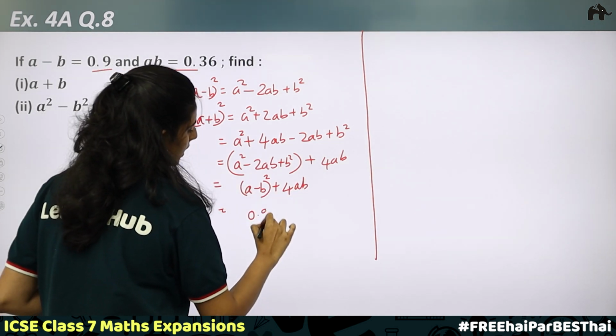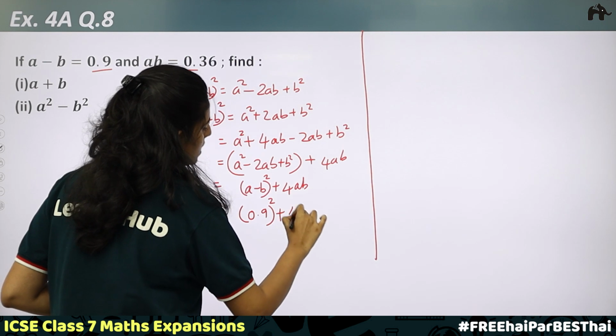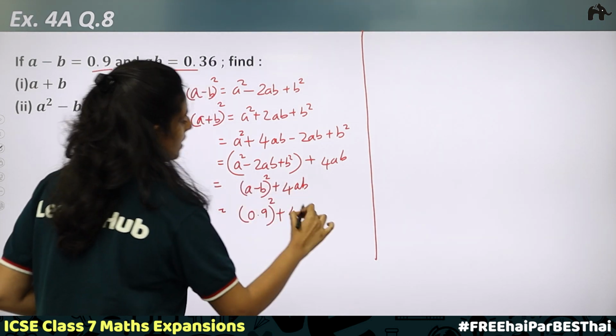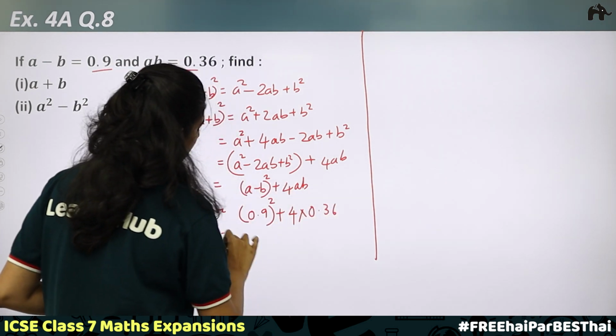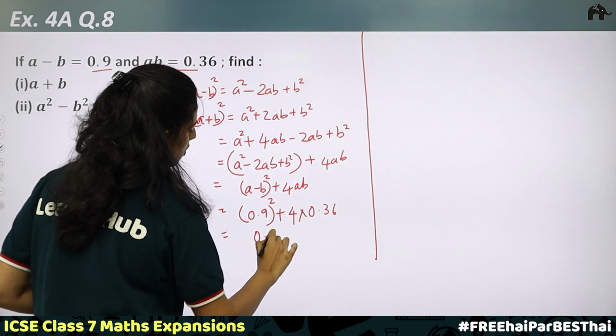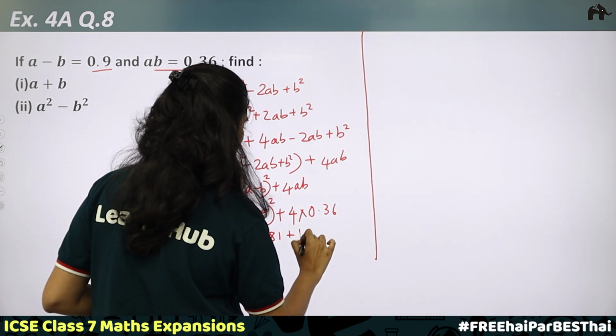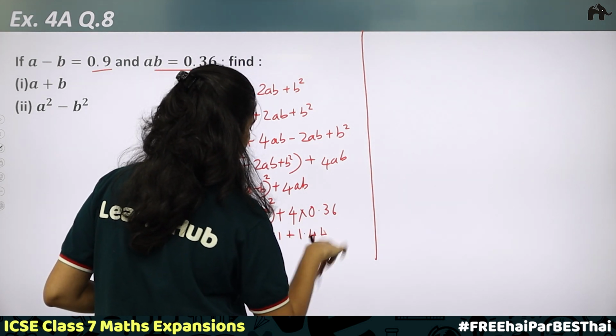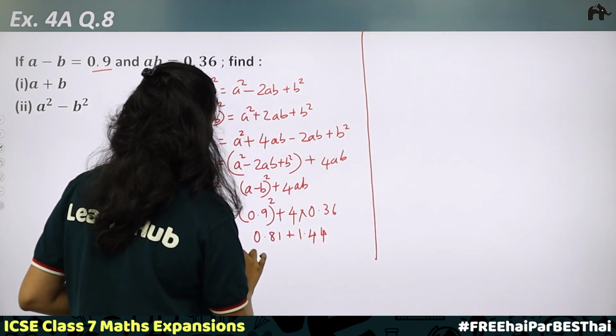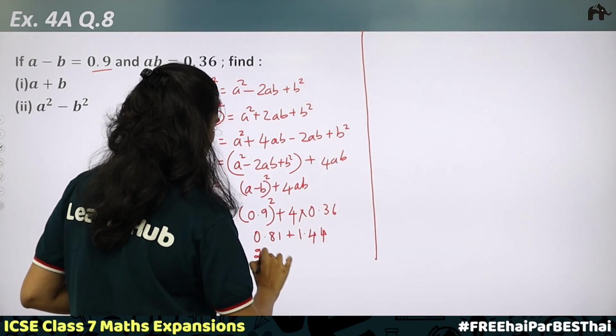And that is equal to (a minus b) whole square plus 4ab, equal to, what is a minus b? (0.9) whole square plus 4 into ab. ab is 0.36, equal to 0.9 whole square is 0.81 plus 4 into 0.36, we get 1.44, and that is equal to 2.25.